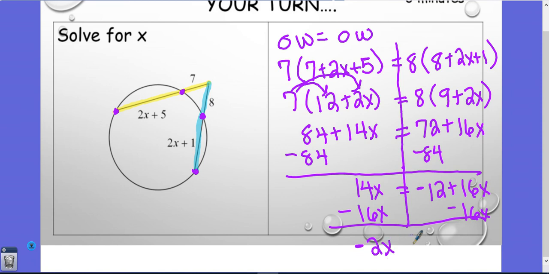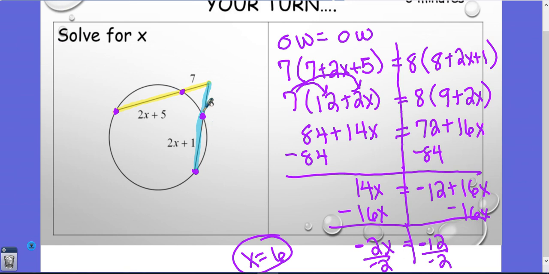Negative 2x equals negative 12, divided by negative 2, divided by negative 2. And here we have x equals 6. And make sure you use the calculator to double check your mental math. All right, let's keep rolling.